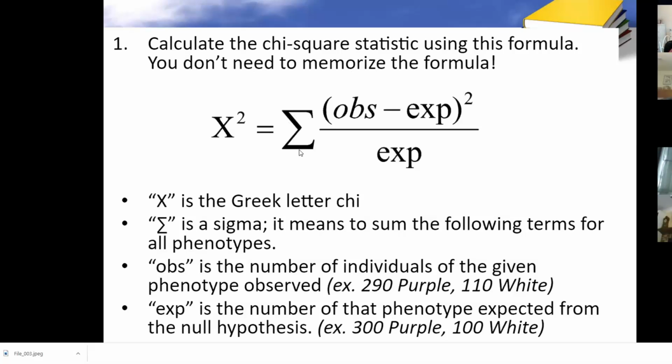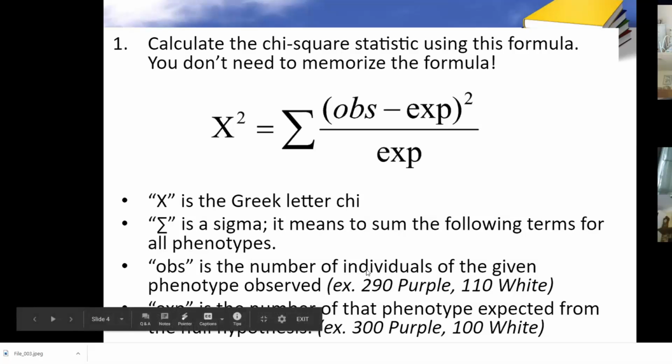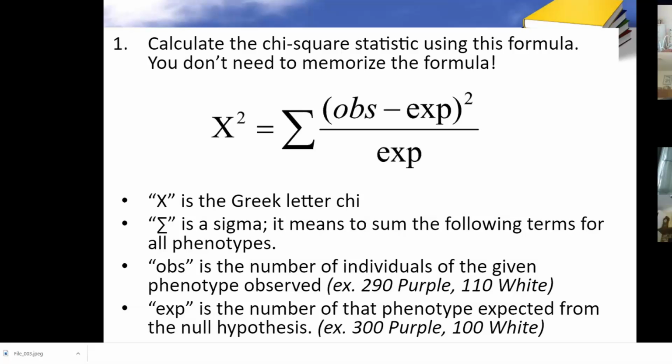This backwards E is the Greek letter sigma, and it means to add up everything that follows. So you're going to have an observed minus expected squared over expected for the purple, and an observed minus expected squared over expected for the white. This means to add them together. Observed is what you actually saw. You counted 290 purple, you counted 110 white.